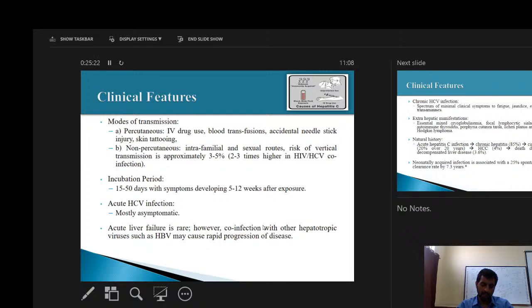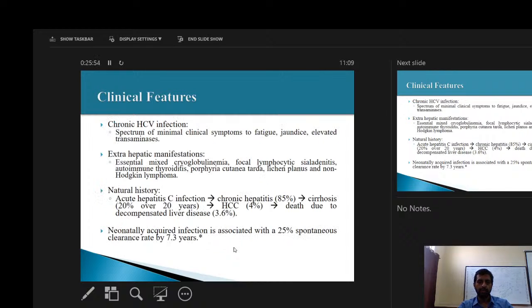So you'll have no jaundice, no abdominal pain, anorexia, nausea, or vomiting like you have seen in hepatitis B. That will not be present in most of the cases. Some patients may still have severe acute hepatitis. Though the incubation is 15 to 50 days, you may not see the symptoms for much longer. Symptoms develop up to 5 to 12 weeks after exposure. Acute liver failure is rare. Whenever there are other co-infections with hepatitis B, or if the patient is alcoholic on top of hepatitis C infection, then you have more symptoms.